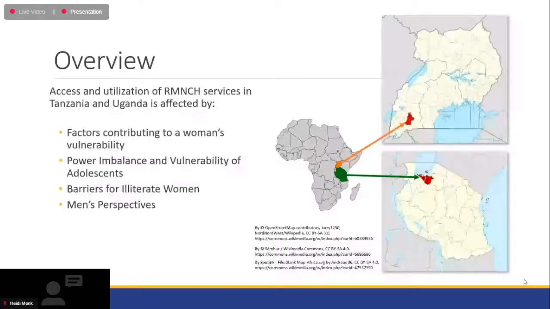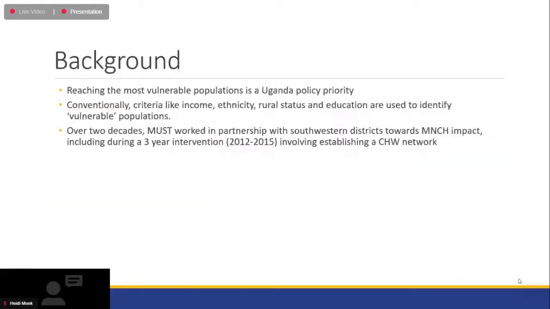So we'll start by looking at the main issues around vulnerability of women and the context of access and utilization of reproductive, maternal, newborn, and child health services in Tanzania and Uganda. Access and utilization of these services in Tanzania and Uganda is affected by issues that increase women's vulnerability, but also issues of power imbalances between men and women. And there are specific barriers that affect adolescents and illiterate women.